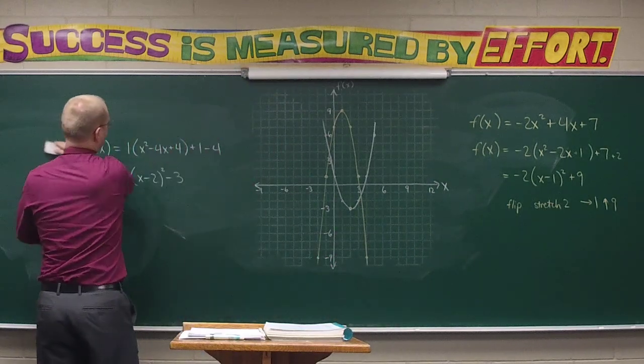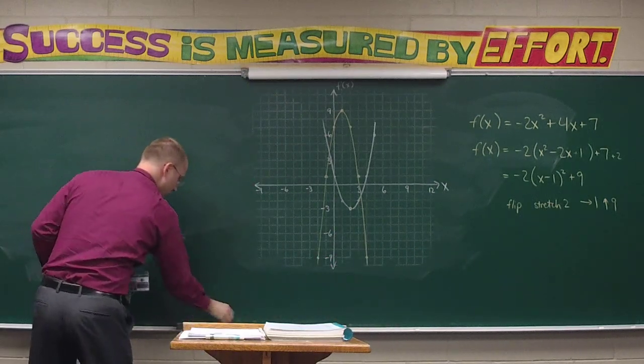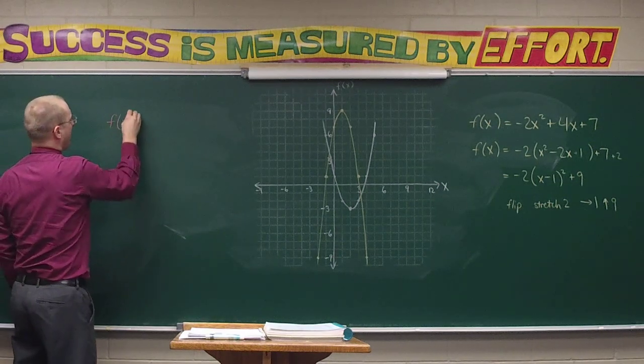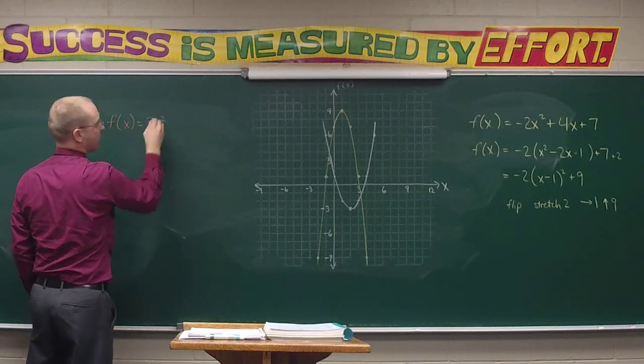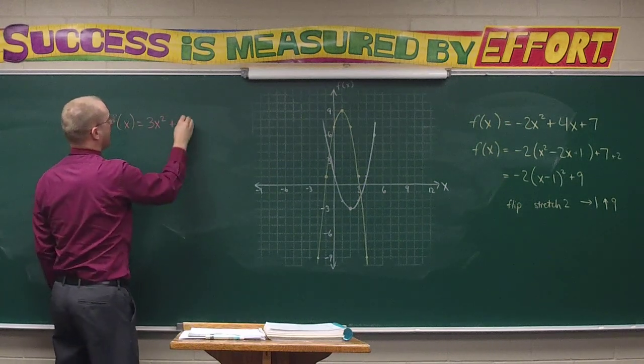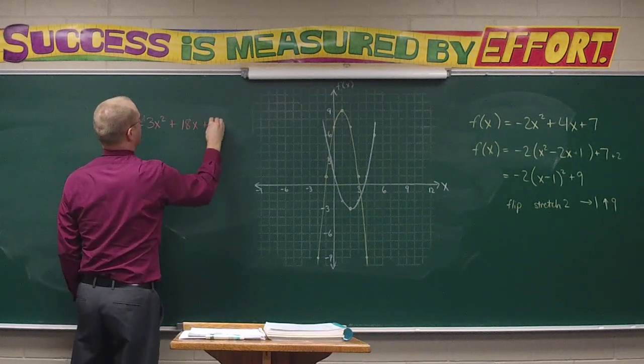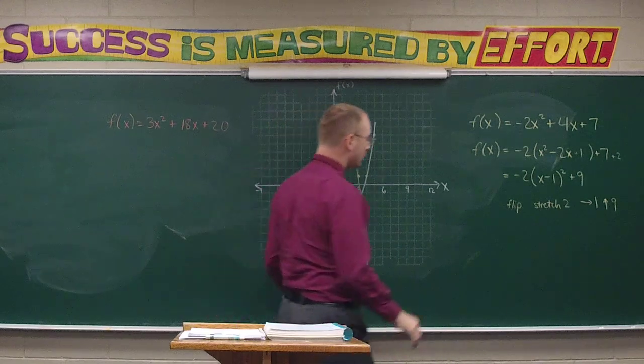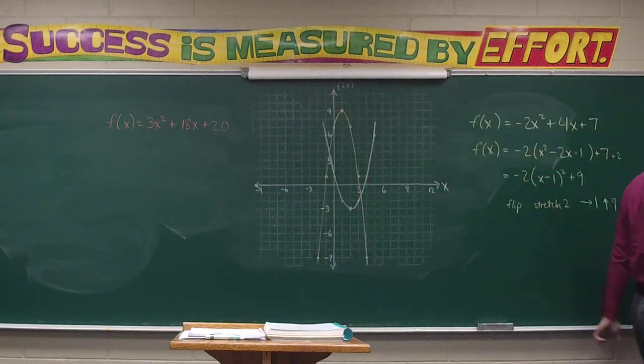You can probably use the same graph grid. And let's do f of x equals 3x squared plus 18x plus 20. I'll actually leave the yellow one up for a little bit.